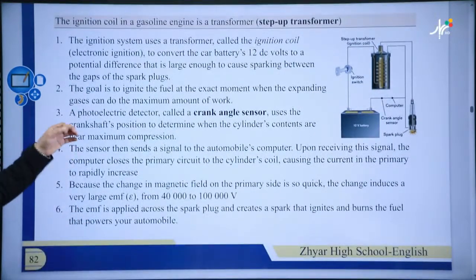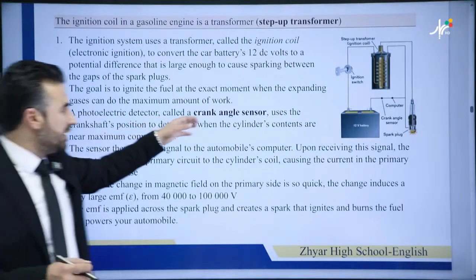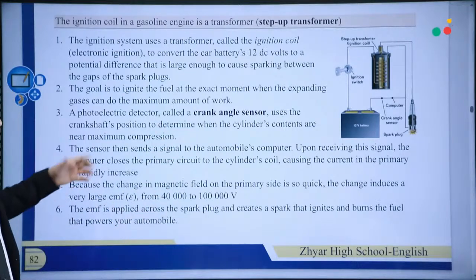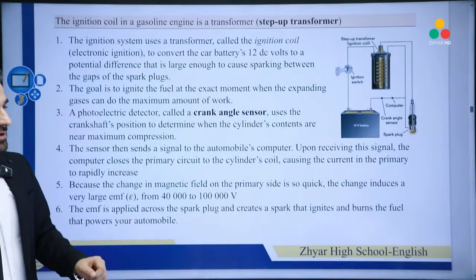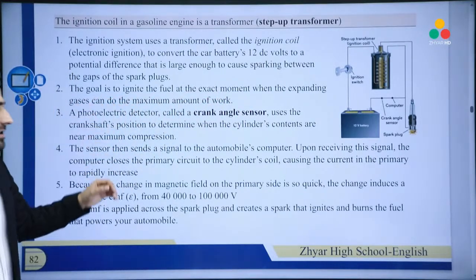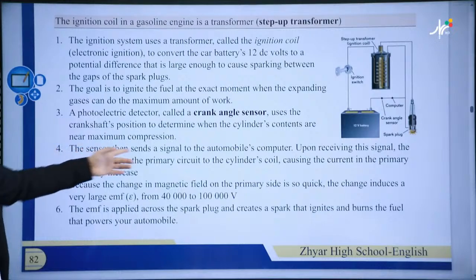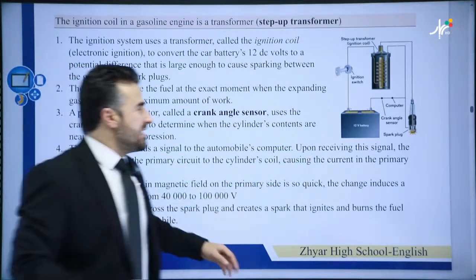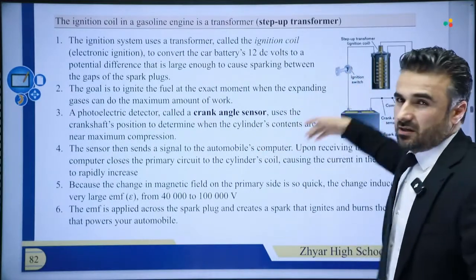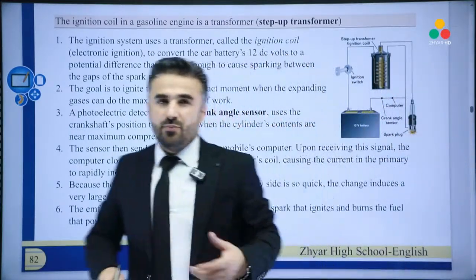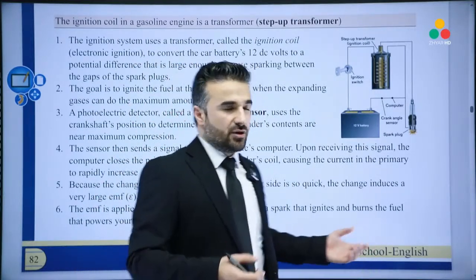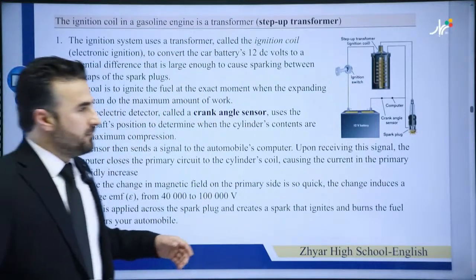So how does it work? A photoelectric detector called a crank angle sensor uses the crankshaft's position to determine when the cylinder's contents are near maximum compression. When it gets near maximum compression, a signal is sent to the automobile's computer. Upon receiving the signal, this circuit will be closed. Now, this circuit is not manual, it is automatic because it is connected to the car's computer. Normally, we call it the brain of the car, the main circuit of the computer, the one that does all these jobs.